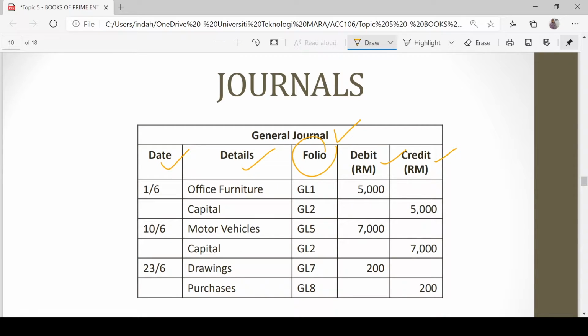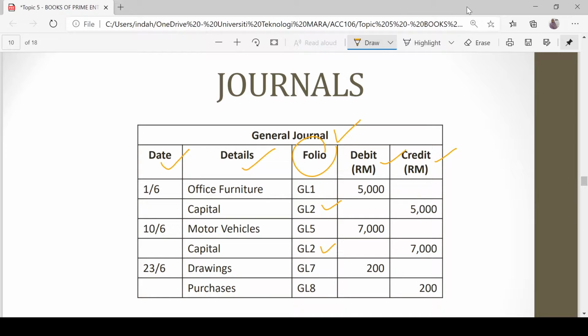GL indicates general ledger. Why GL2? Because I have assigned GL2 for capital. Whenever there is another transaction that affects the capital account, when we credit capital, we are going to use the same folio. So this folio is the code for the ledger.